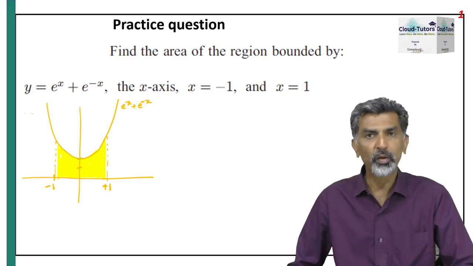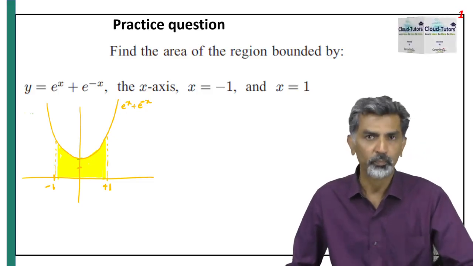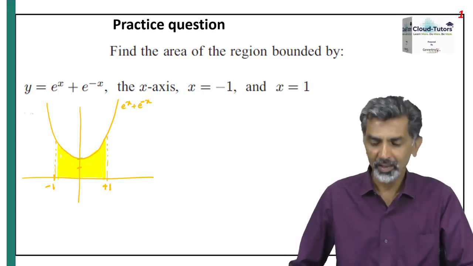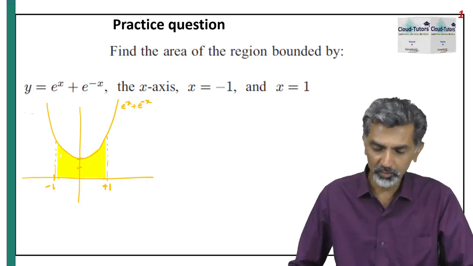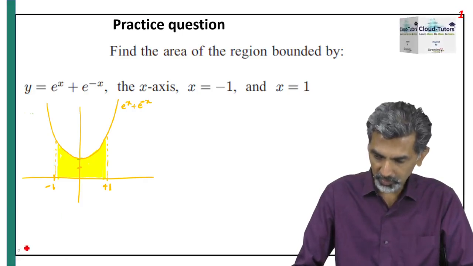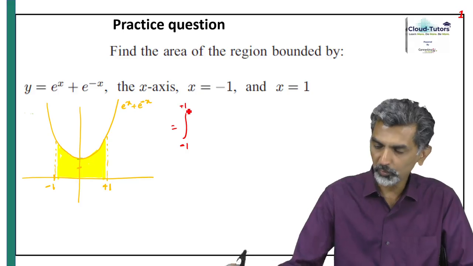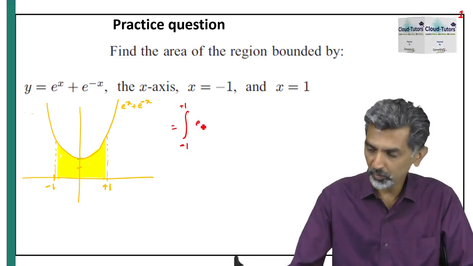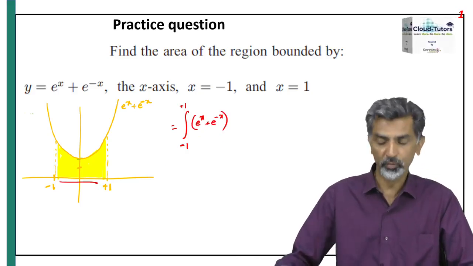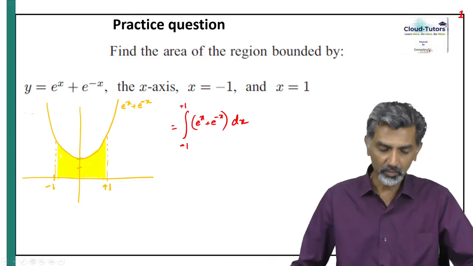Y is equal to e power x plus e power negative x is the upper boundary. Y is equal to 0 is the lower boundary. X is equal to negative 1 is one vertical boundary. X is equal to plus 1 is the other vertical boundary. So the integral, which will give you the area, is x goes from negative 1 to plus 1. The upper curve is e power x plus e power negative x. The lower curve here is just the x-axis, which is y is equal to 0. So this is our integral.